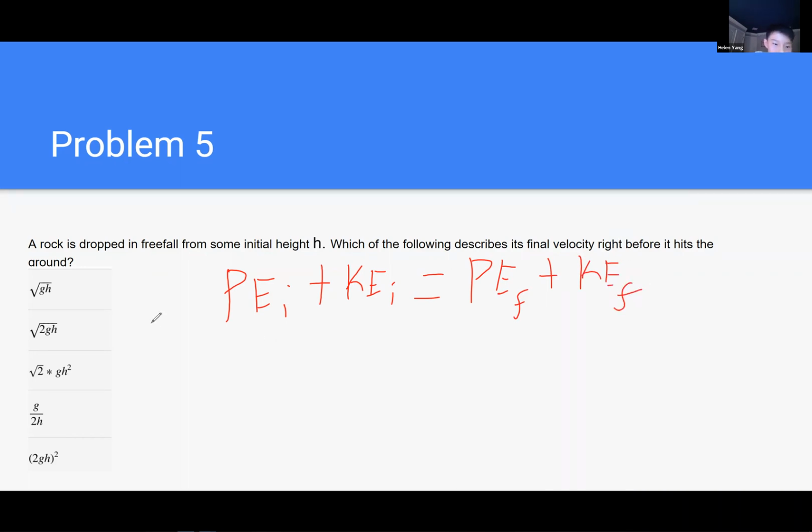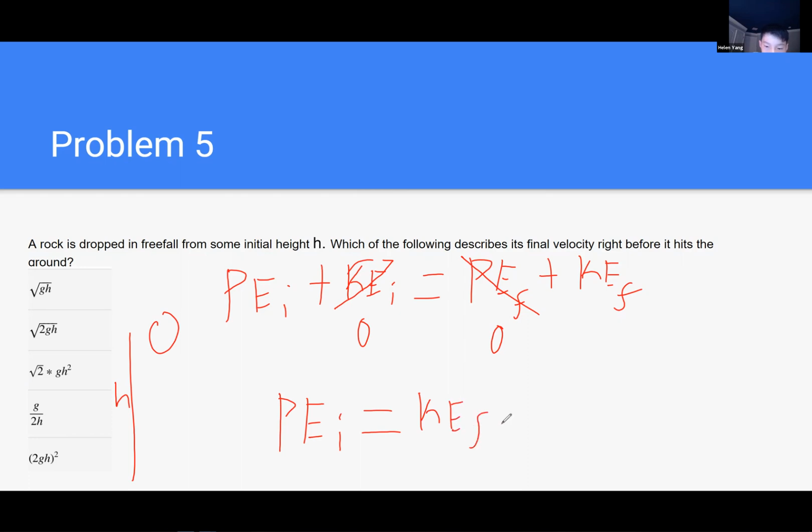And since a rock is dropped in free fall from some height, you know that the initial kinetic energy would be 0. And if it's falling down, the final potential energy would be 0. So you're given initial potential energy is equal to the final kinetic energy. So you would write m times g times h initial is equal to 1/2 times mass times v final squared.